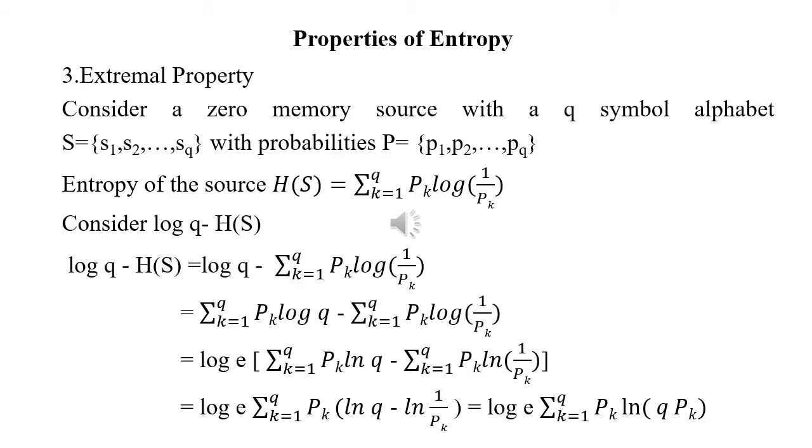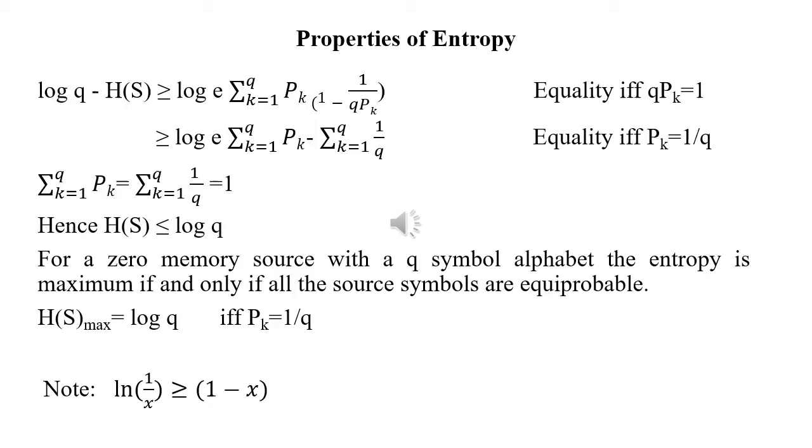Consider a zero memory source with a q symbol alphabet S equal to S1, S2 up to Sq with probabilities P equal to P1, P2 up to Pq. We'll evaluate the expression for log q minus H(S). Log q is replaced as a summation pk log q and H(S) equation is also replaced. Changing to natural logarithm and simplifying, finally, we get H of S will be less than or equal to log q.